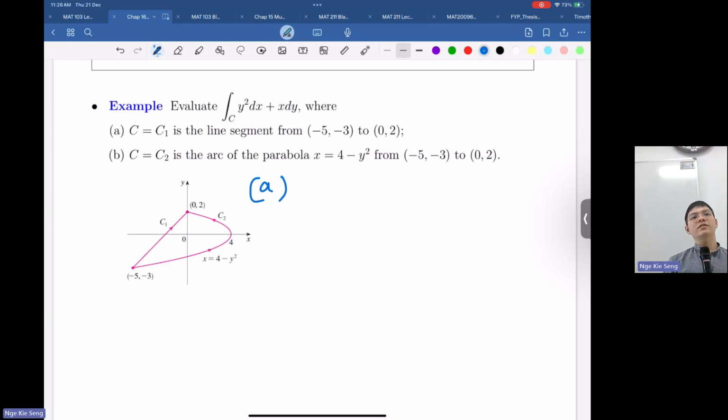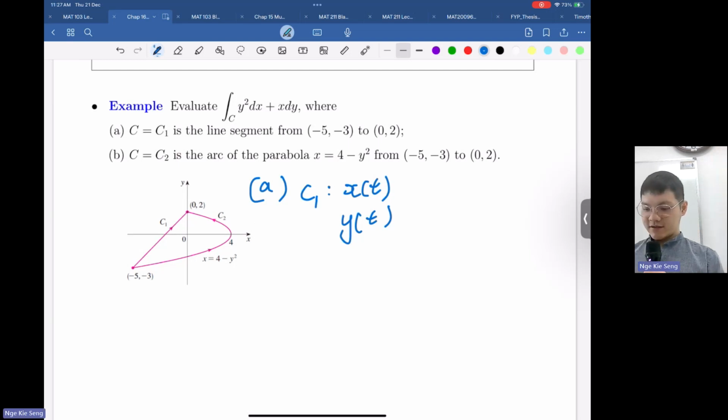So if you want to do a line integral, you need the parametrization. How do we parameterize C1 here? You need to tell me what is x(t) and what is y(t). What's the equation that x and y have to satisfy here? Do you know how to find it? y equals mx plus c. The y-intercept is given, so you just need to find the gradient now. So what's the gradient for this line?